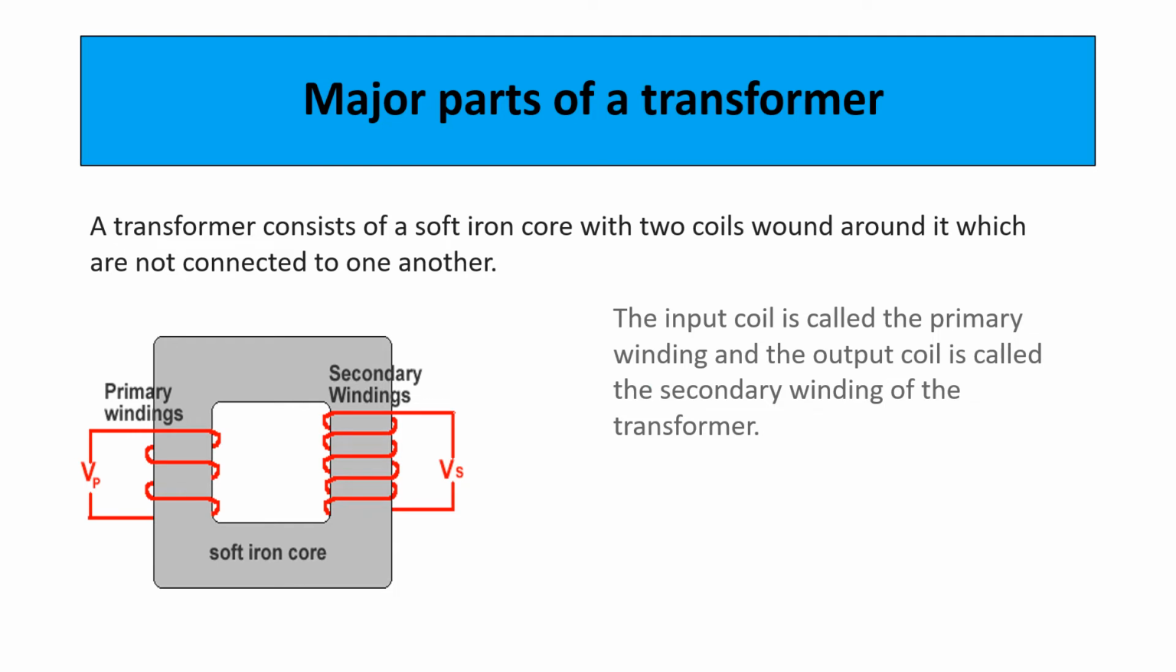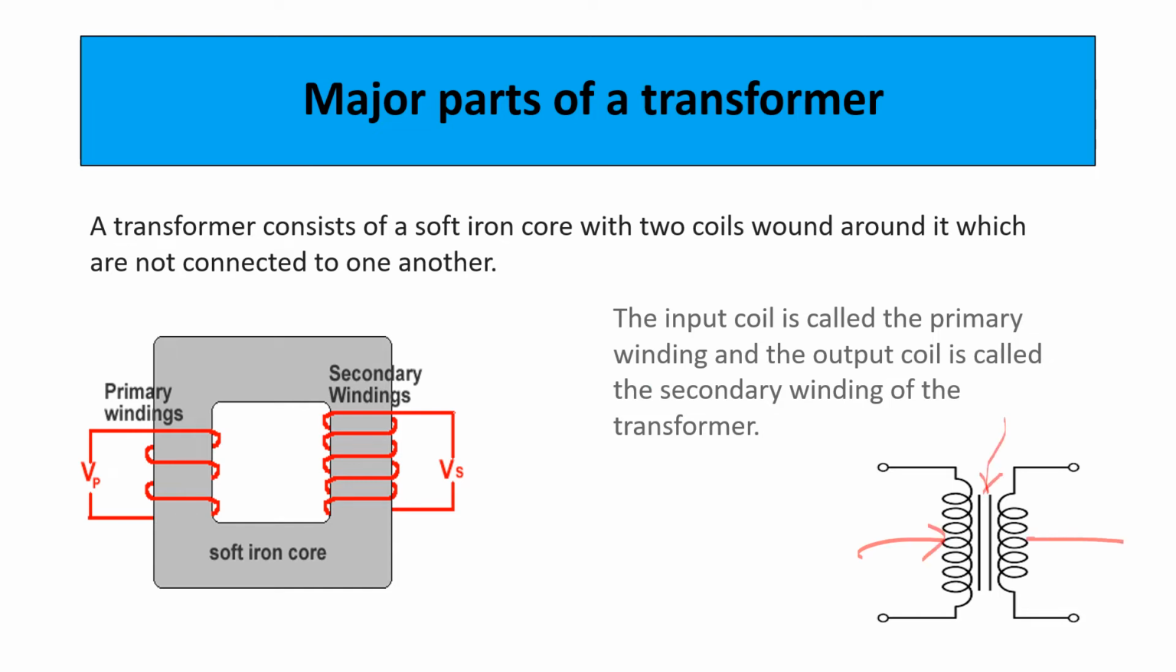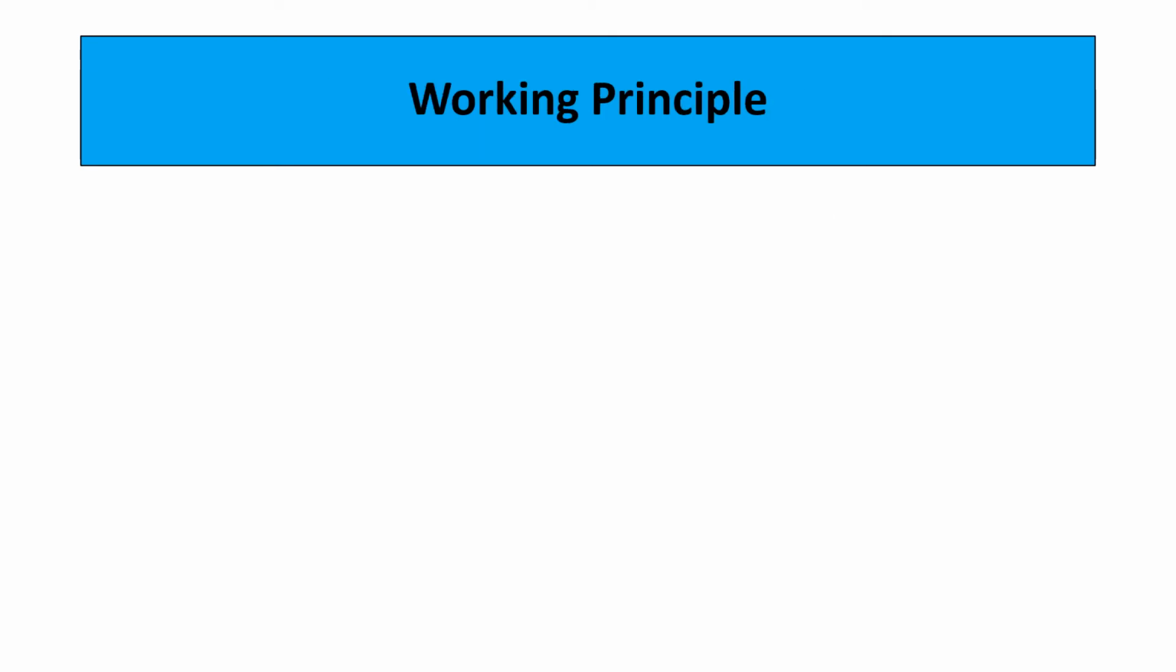What is the symbol for a transformer? The symbol is like this. This represents the primary winding. This is the core and this represents the secondary winding. Now let us learn the working principle of a transformer.